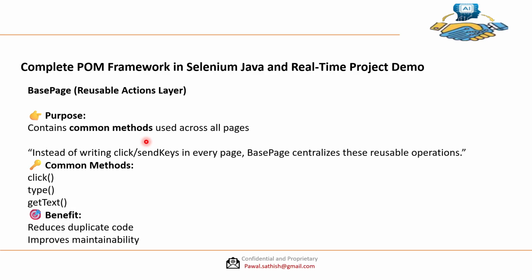Then the base page, a reusable action layer, which contains the common methods across all the pages or modules, like click, type, get text, or wait. So instead of writing click and sendKeys in every page, we'll write a common method and put it in the base page, or reusable action layer. The benefit is that it reduces duplicate code and improves maintainability.